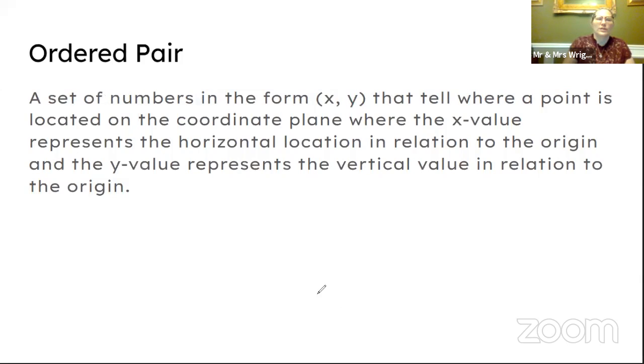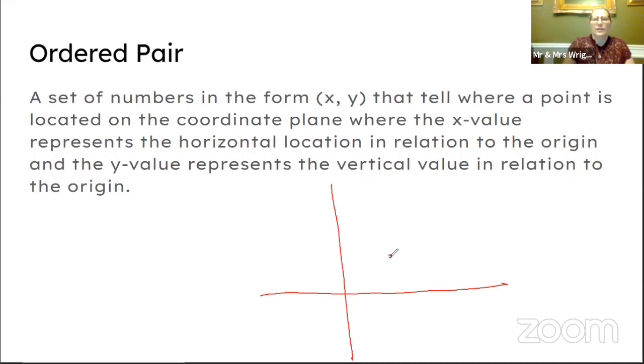If you have a coordinate plane and you have a point on that coordinate plane, it is associated with an ordered pair. This point, the x represents the horizontal movement from the point of origin. Point of origin is where the y-axis and the x-axis intersect. This is the point of origin. Its ordered pair is 0, 0.